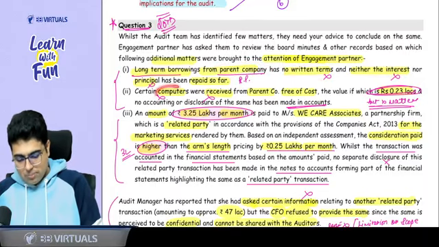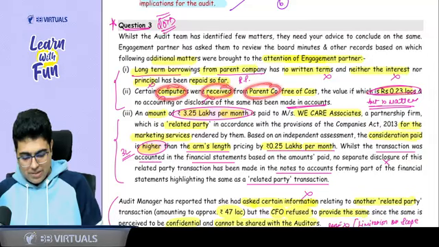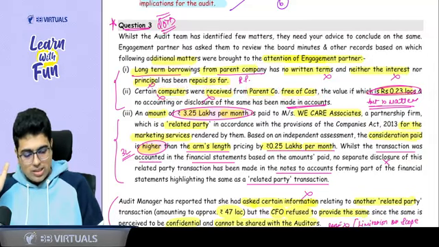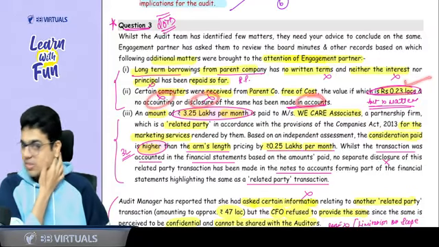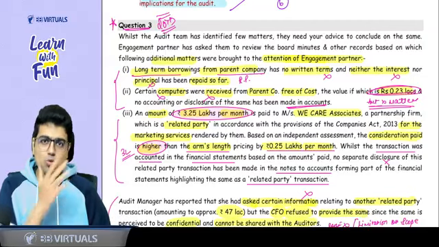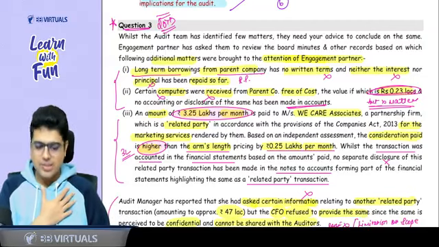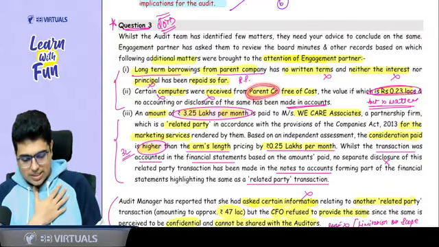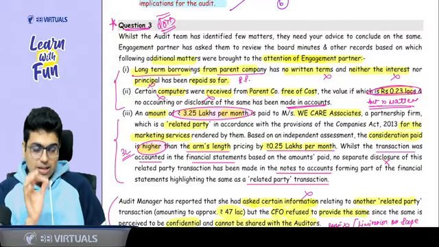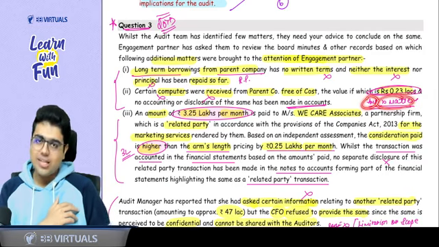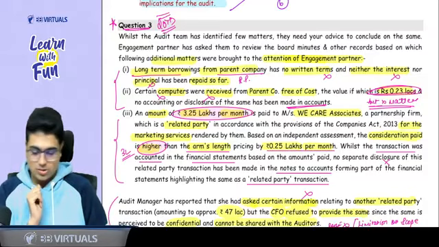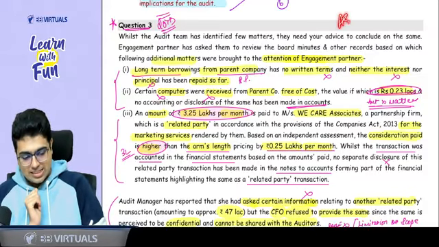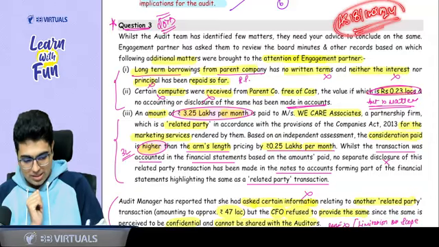Second point, computers were received from parent company free of cost. Amount is 23,000. No accounting is there. No disclosure is there in the accounts. Can I say it needs to be accounted and disclosed in the financial statement? Yes, sir. Because again, it is a related party transaction. It should be disclosed. Remember, the amount does not matter. 23,000 amount does not matter. Still, it needs to be accounted and disclosed. Acha, which AS? AS 18 and Ind AS 24 disclosure should be there.